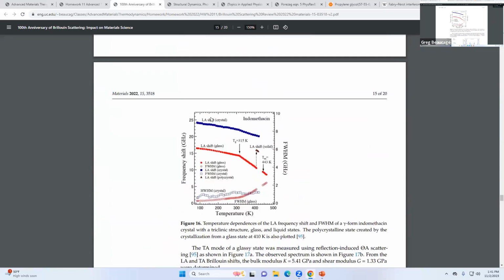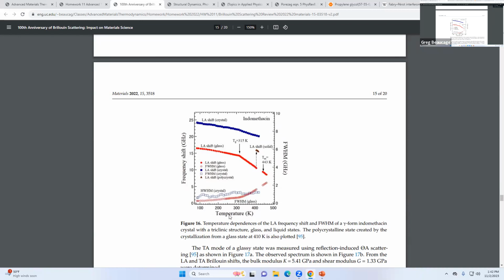So this is like this thing about the drug. And then he's got longitudinal amplitude, because the glass or the liquid won't have a transverse amplitude, so he's comparing the longitudinal amplitude shift for the crystal. And then it goes through this glass transition. So above that temperature, it's a liquid. So you only have longitudinal for the liquid.